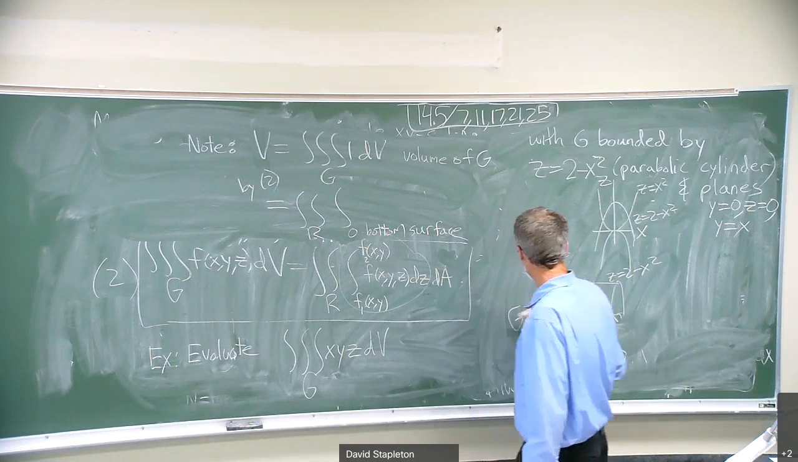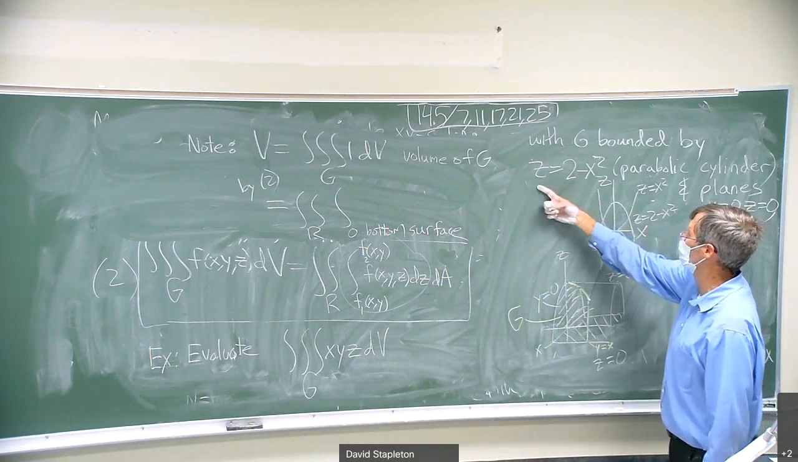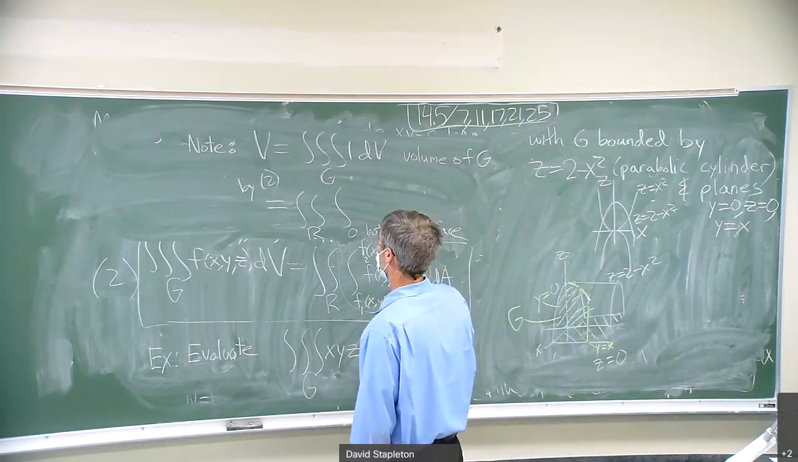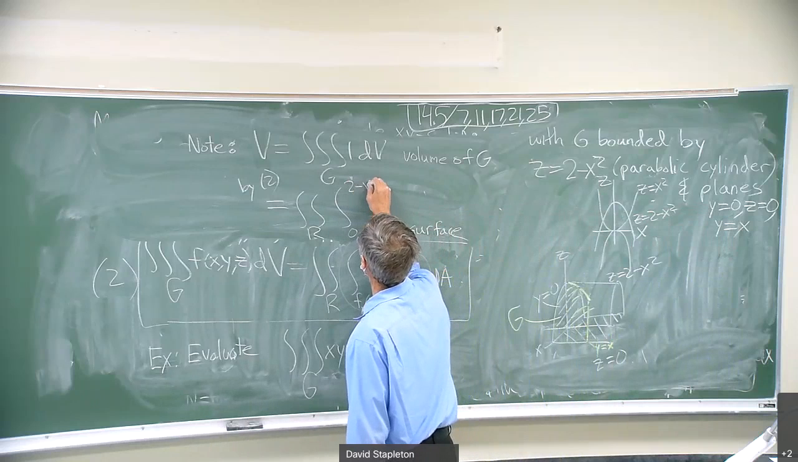And the top surface is the parabolic cylinder, z equals 2 minus x squared. So the top value is 2 minus x squared.